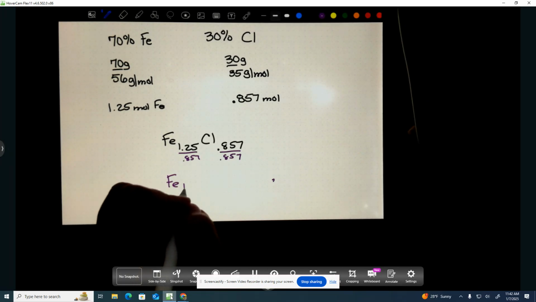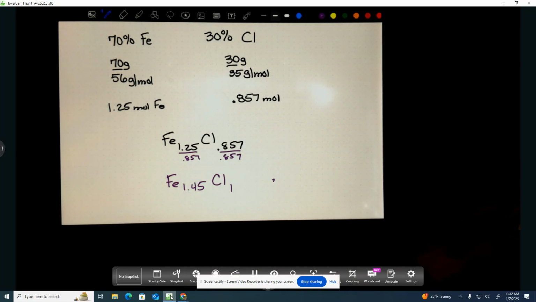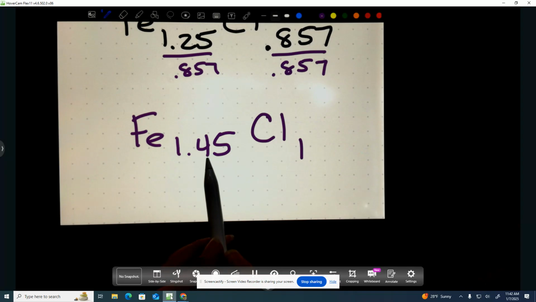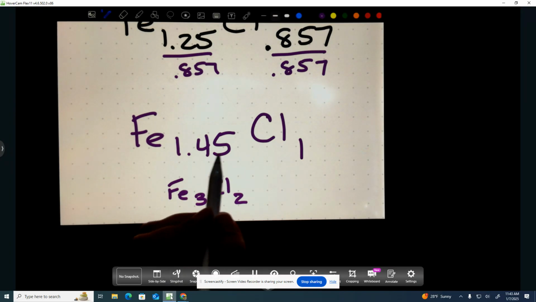All right, so it's Fe 1.45 and then chlorine 1, right? All right, this number is not close enough to 1 or to 2 to round it. Yes. So what you're going to have to do to get rid of this is almost like 0.5, right? We're going to double everything to get rid of it. So this would become Fe3. 1.5 doubled is 3. Chlorine 2. That's not 1, I know, but it's 1.